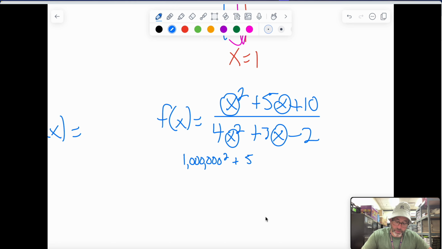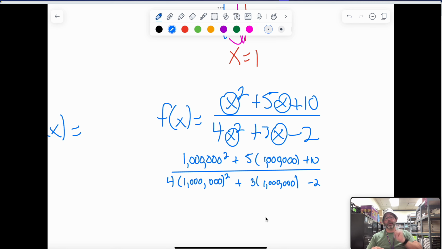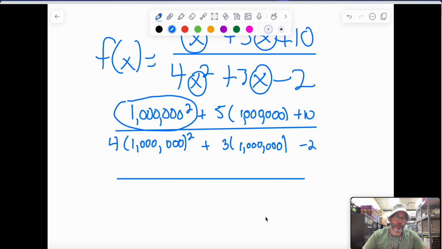So 1 million squared, plus 5 times 1 million, plus 10, okay? And that's going to be divided by 4 times 1 million squared, plus 3 times 1 million, minus 2. So we just totally make up a trivial value of x. Let's see what happens when we simplify this a little bit, okay? So here's what's going to happen. If we look at this situation here, this value is going to be really crazy big.